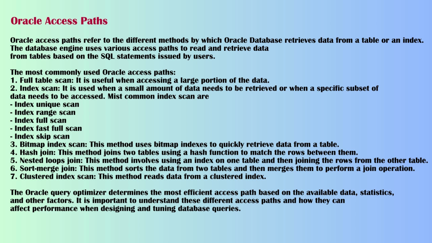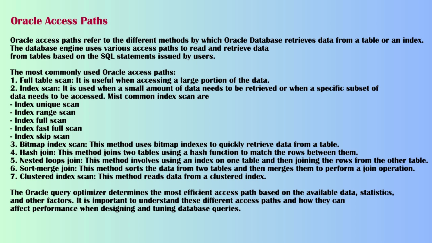4. Hash join. This method joins two tables using a hash function to match the rows between them. 5. Nested loops join. This method involves using an index on one table and then joining the rows from the other table. 6. Sort merge join. This method sorts the data from two tables and then merges them to perform a join operation. 7. Clustered index scan. This method reads data from a clustered index, which is an index that has the same physical order as the underlying table.